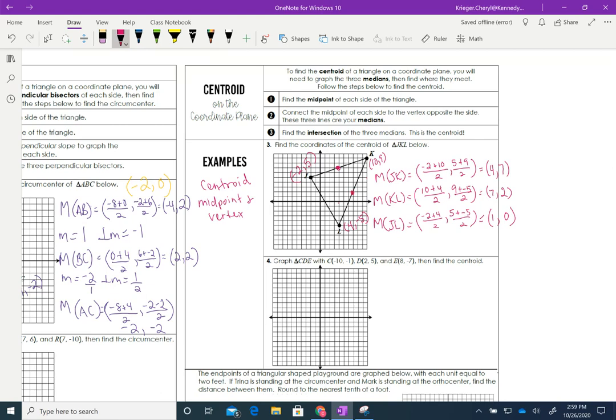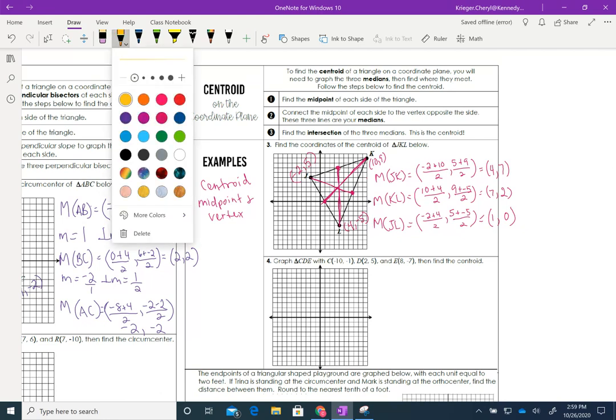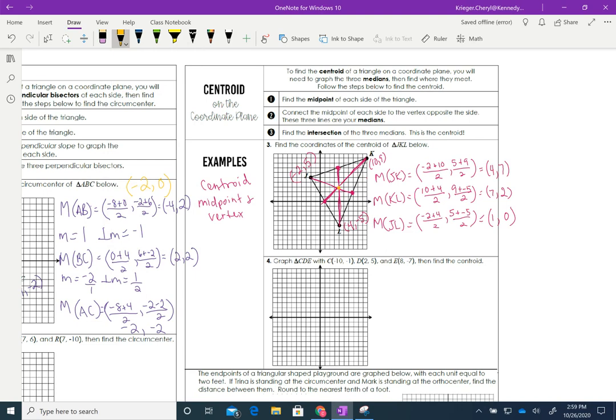So we connect each of the midpoints to its opposite vertex. So this one goes straight down to L. Okay, this one goes to K, and it'd be a lot easier with a ruler. Okay, and this one to J. So it looks like all of my points intersect at the centroid here. Okay, so the centroid is at 4, 3. Okay, go ahead and pause the video and do number 4 on your own.